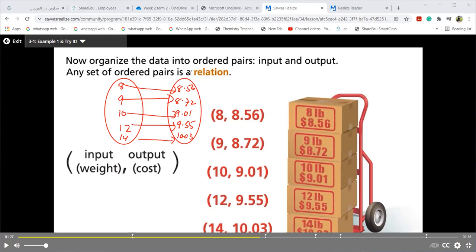Is it clear? Do you feel it is tough? Nothing. You just have to connect. Okay. I cannot connect 8 to $8.72. No, that might be wrong. You have to connect in a proper way.